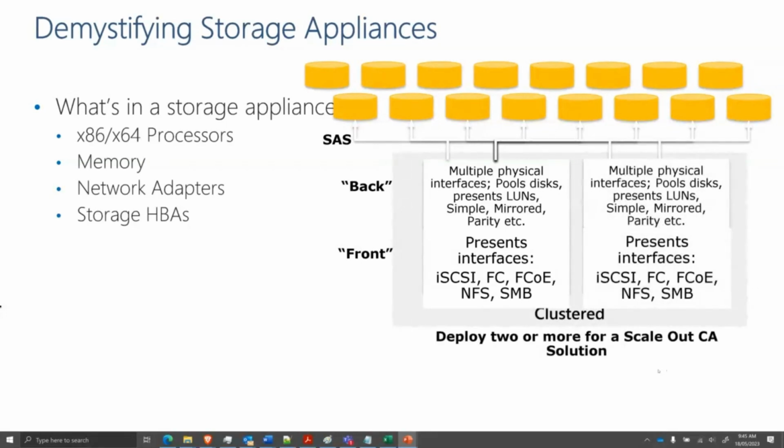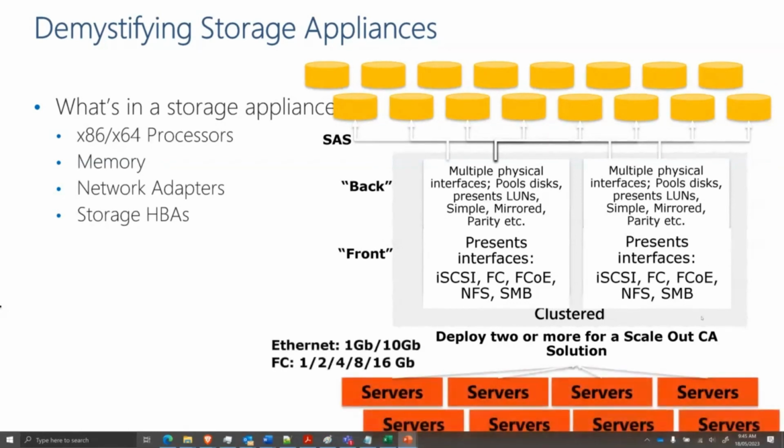So we can cluster them together. So you can deploy 2 or more for what's called a scale out solution. So scale out, if you remember, I think we discussed this in class before. We've got the scale up and the scale out, and basically scale out means instead of having one big server, you can have multiple smaller servers, but obviously they will work in cluster.